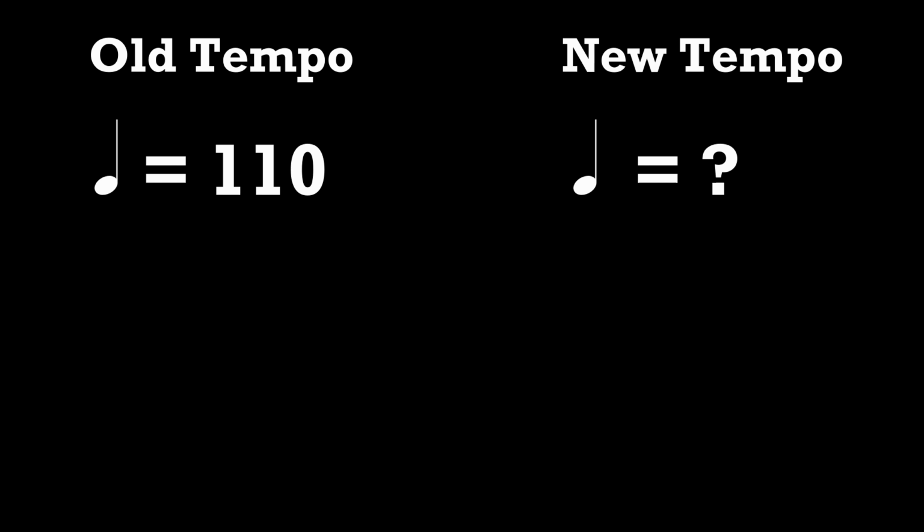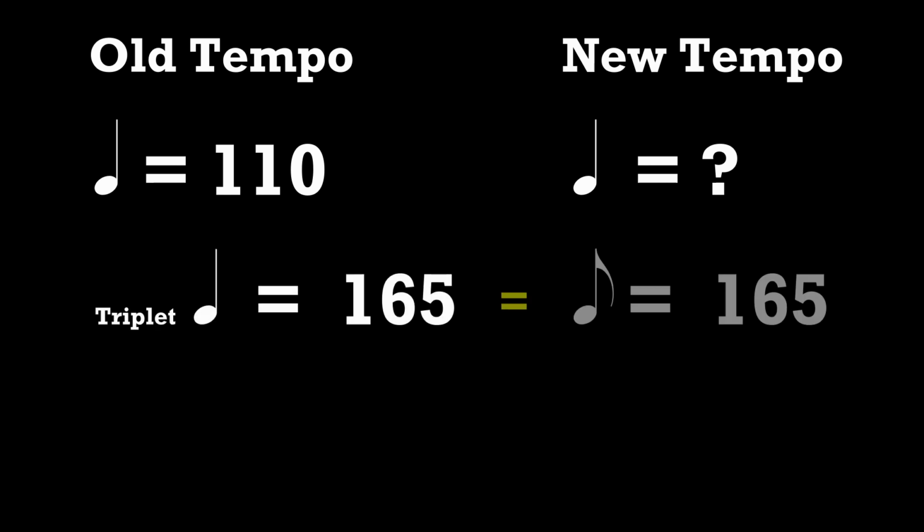To figure out what the new tempo should be, we can do similar math as before. It's less complicated this time, though. We already know from our last calculation that if quarter equals 110, the triplet quarter note equals 165. So in the new tempo, the eighth note equals 165. Divide that by 2, you get the quarter note, which is 82.5. In the original recording, they play it at 81. Hardly any different.